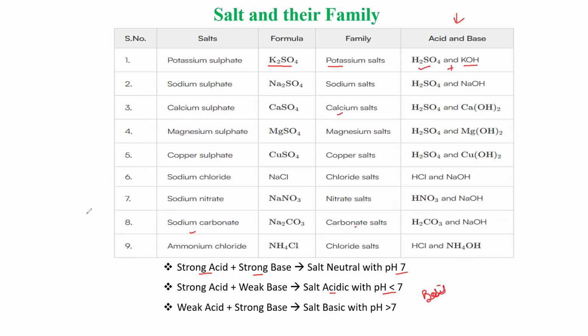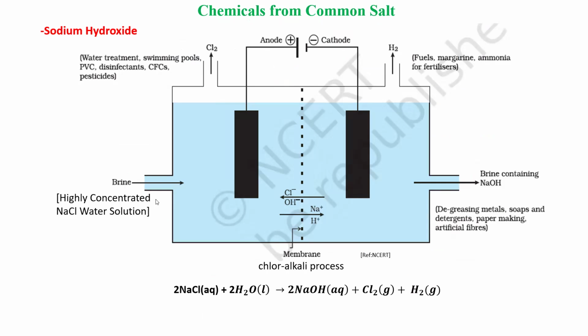Next we have some other properties, some common salts that we obtain. Now here we have chemicals from the common salt. Common salt is what? Sodium chloride. By using sodium chloride, what things do we obtain? First and important is sodium hydroxide. If you see the experimental setup, that is the chlor-alkali process. Chlor means the evolution of chlorine gas takes place, and alkali is alkaline in solution, soluble in water.